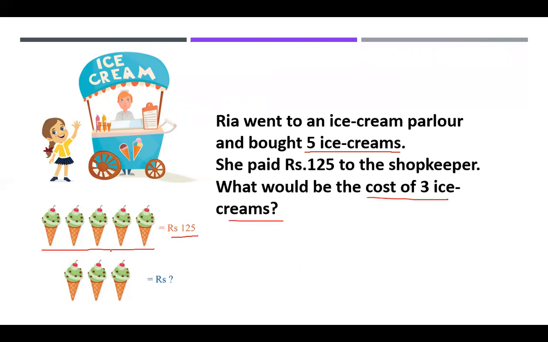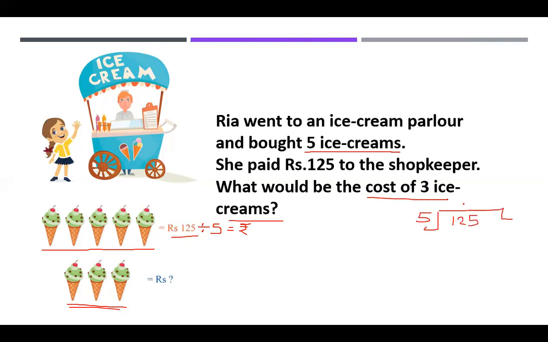So we need to find the cost of 1 ice cream, then we will be able to find the cost of 3 ice creams, right? So firstly, what you have to do is divide these ice creams into one ice cream. So we have to divide 125 by these 5 ice creams to get the cost of one ice cream. So we have to divide 125 by 5.